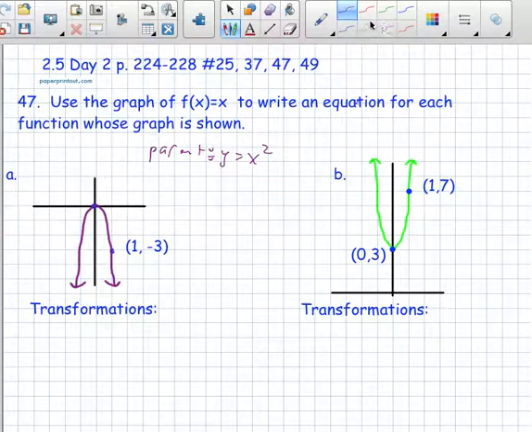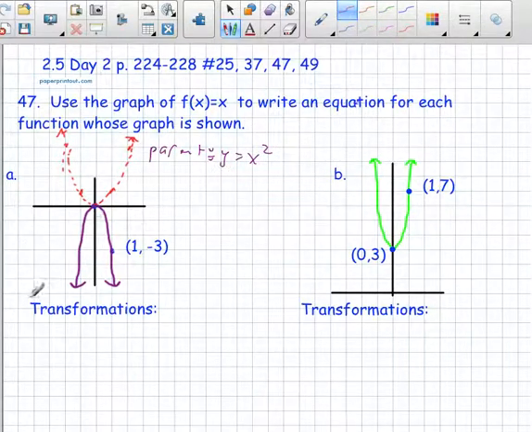And I'm going to sketch a few points on the parent function. So that would be (0, 0), (1, 1), (-1, -1)... and (2, 4), and (-2, 4). So this is the graph of the parent function. And now I'm going to record the transformations that I see.